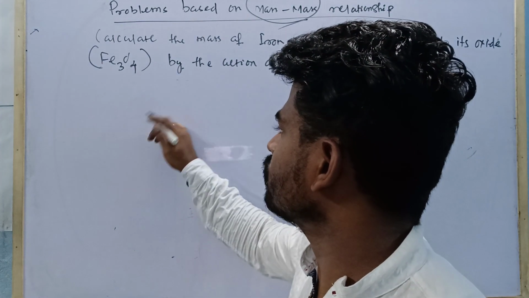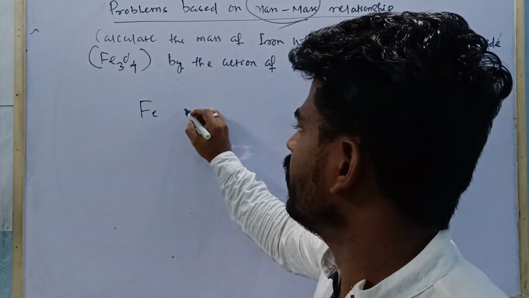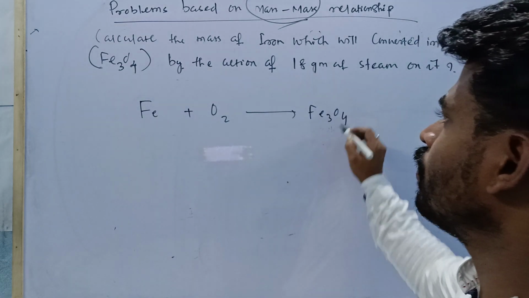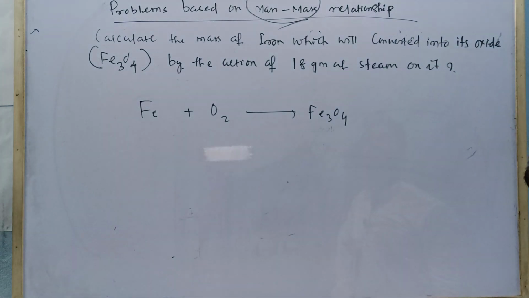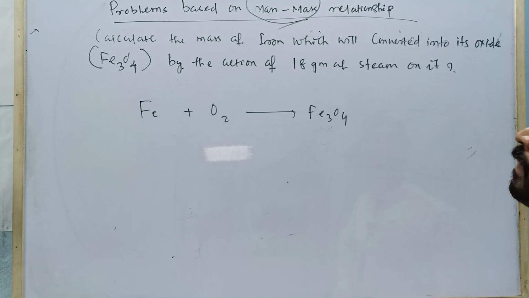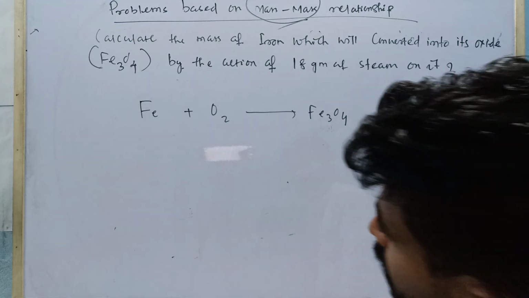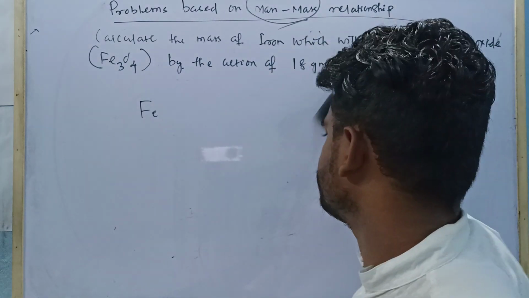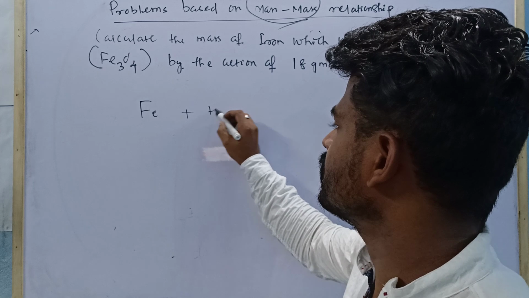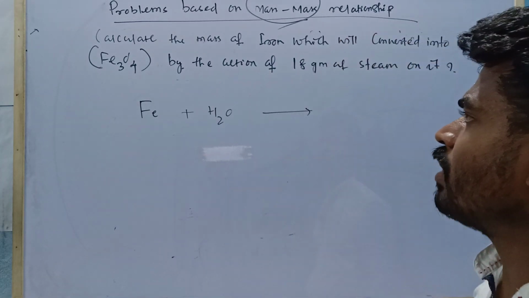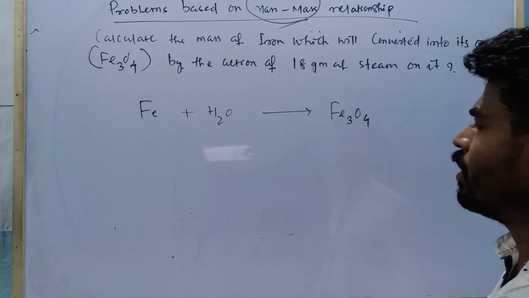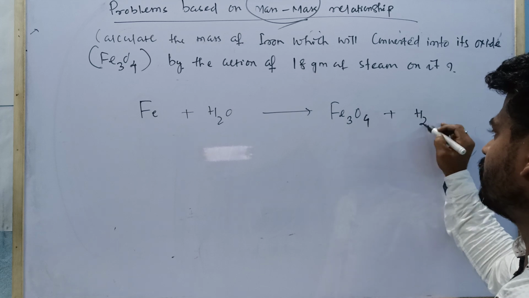So oxide means the metal interacts with oxygen to produce Fe3O4. Calculate the mass of iron which will be converted into its oxide Fe3O4 by the action of 18 gram of steam. Okay, so you have to interact iron with water, steam means water. So Fe plus H2O, what should be our product? Definitely that oxide, iron oxide, Fe3O4, plus liberation of hydrogen H2.